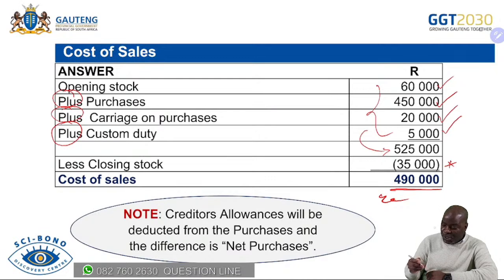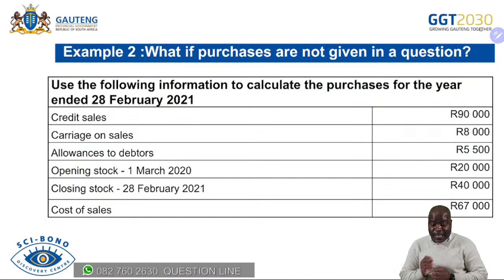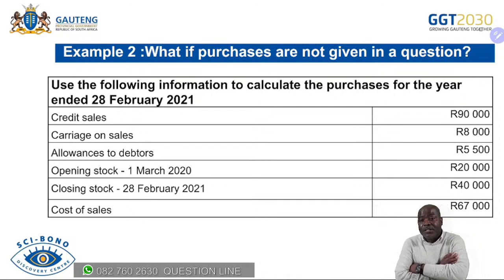Now, let's move on to the next part of the lesson. Like I indicated, you will notice that the examiner may play with your mind. Instead of them asking you to do the cost of sales, they may say to you, what if purchases are not given? You saw in that calculation that you did with Mr. Simbi, you were doing the cost of sales. How about in a situation where you're not given the purchases?